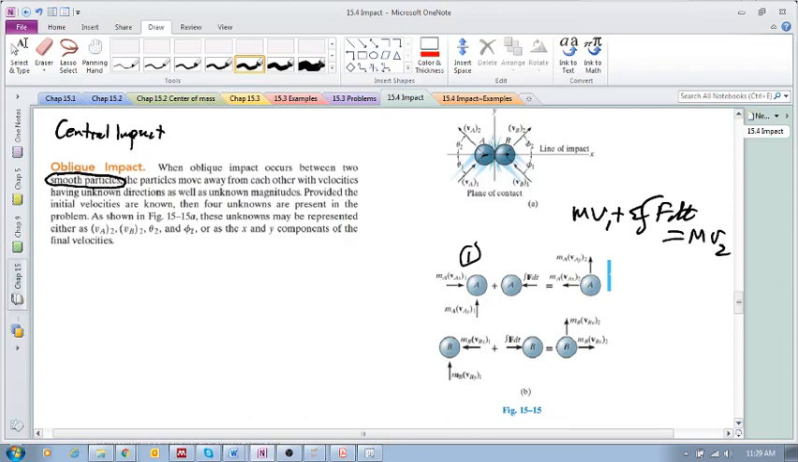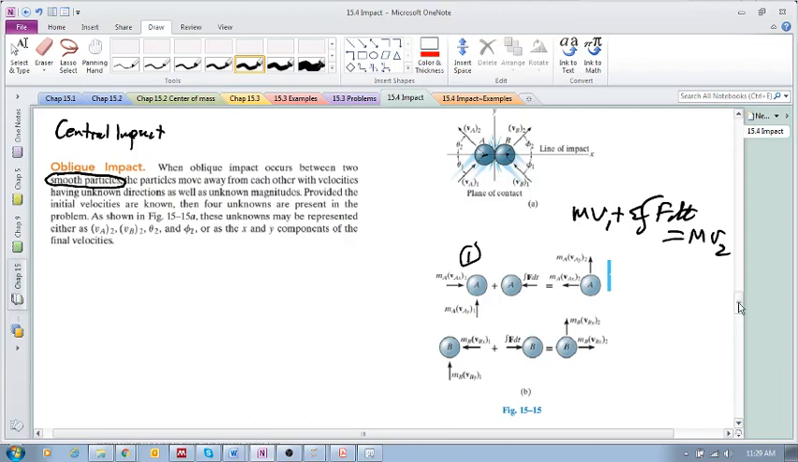B has an initial y and x component of momentum. Then it has an impulse only in the horizontal direction, no impulse in the vertical. Because why? Because it's smooth. And then it has a final momentum in the x and the y. Okay? So those are the assumptions that we need to pick up.